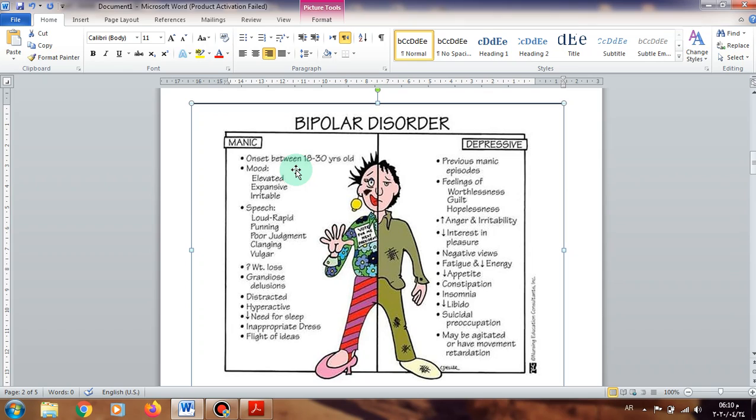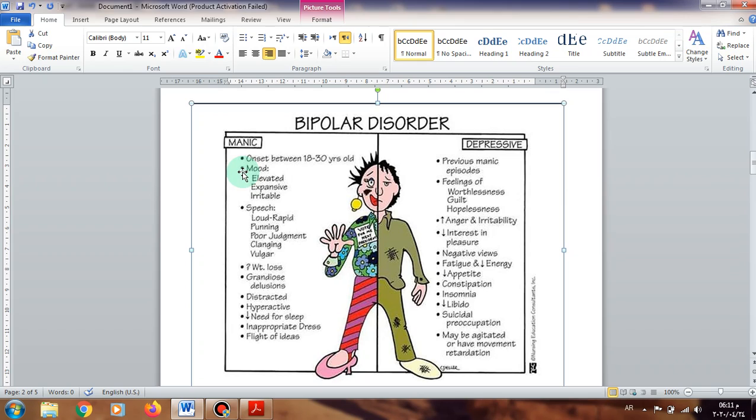increased level of energy. The onset of bipolar disorder is usually between 18 and 30 years old, and most commonly occurs in adolescence. And a very high percentage of patients who have bipolar disorder are university students.